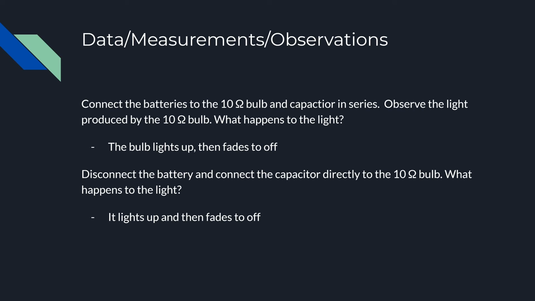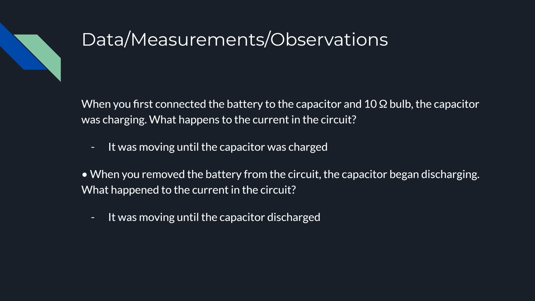The light slowly fades after initially lighting up once the battery is connected to the capacitor and bulb in series, and when it's disconnected, the current flows again, so it lights up and then fades off. When I first connected the battery, the capacitor was charging and the current was moving until the capacitor was charged and the current stopped flowing. When I removed the battery from the circuit, the same thing began to happen.